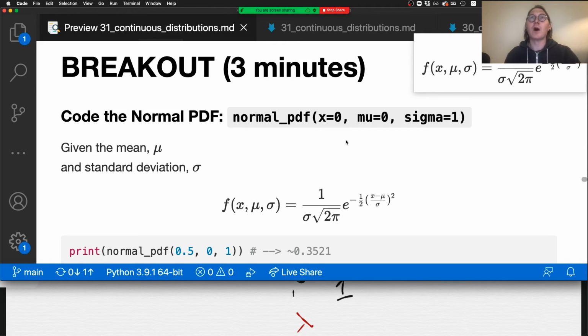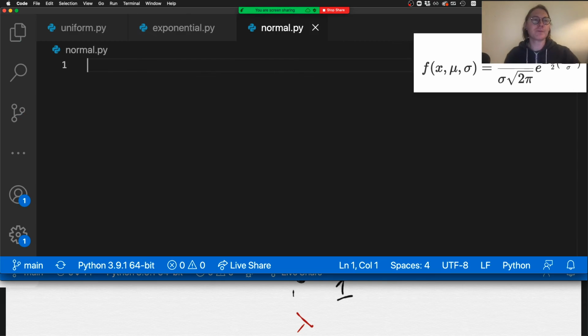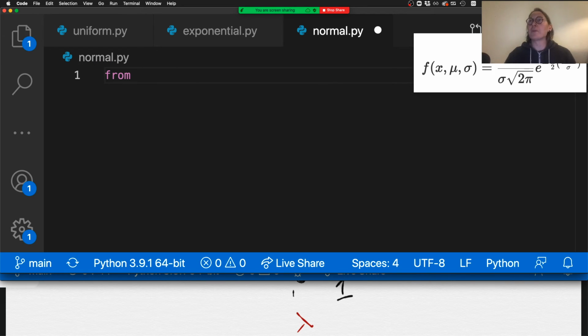Okay, so I'll go ahead and code through this. I'm going to need a couple things here, right? I'm going to need E. So from math, import E. And it looks like there's pi in here, right? So I'll get pi out of this. And there's a square root, and I like to use the square root function to do this. So I'm just going to import square root from math. It's slightly faster, I don't know. It's not really a big deal.